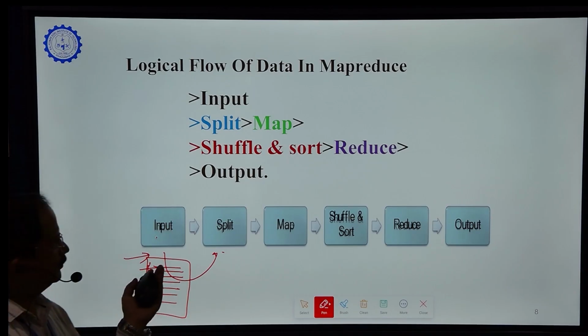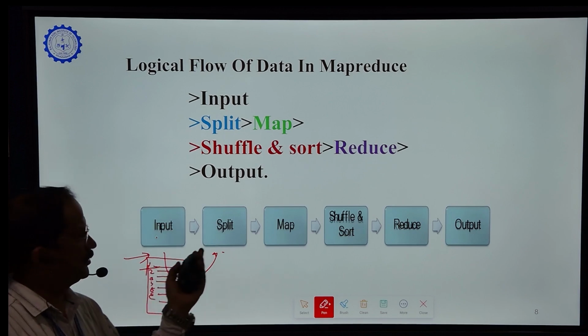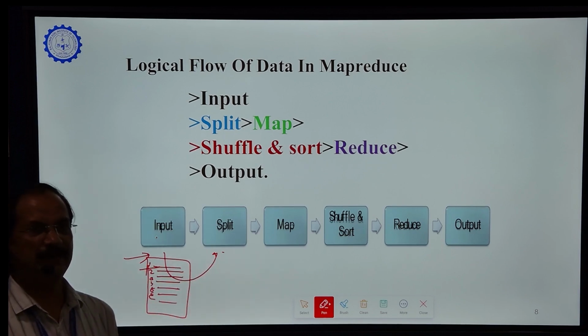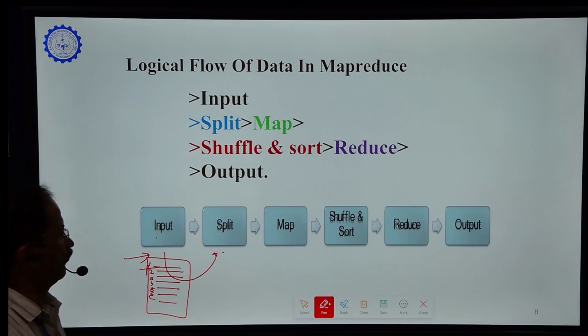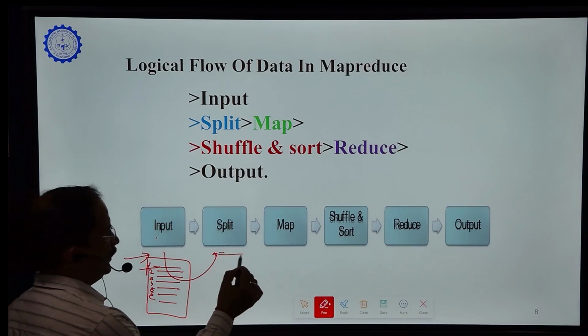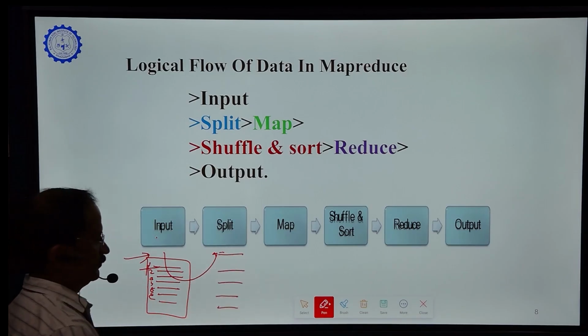So with respect to the input, that data is split. Suppose we are taking it line by line. One line is in one format, then the second line, third line, fourth line. So it means the data is split into different lines.